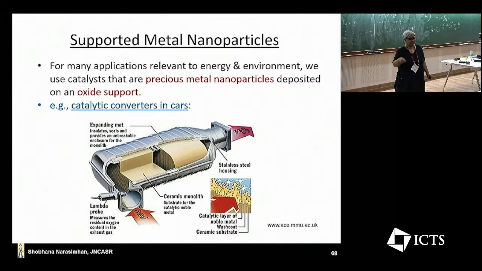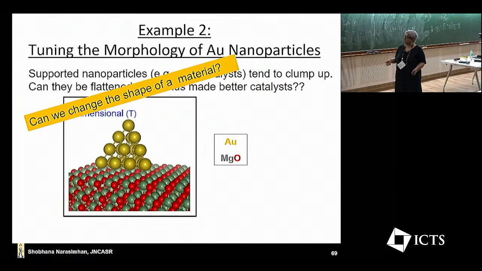And what these catalysts do is that the exhaust that comes from your engine, it converts it to less harmful things. For example, an engine produces carbon monoxide, which is toxic, and the catalytic converter converts it to carbon dioxide, which is also bad for the environment, but at least doesn't kill you immediately. Okay? So we want to understand how these things work.